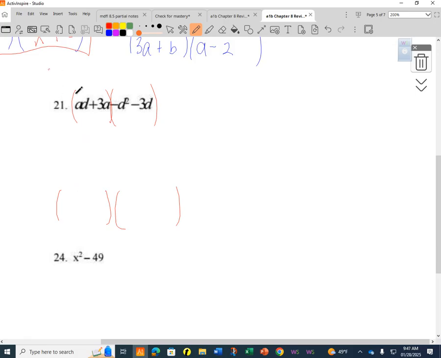Okay, so let's look at this. AB is really A times D. Does that make sense, Keyshawn? So these are the factors of AB. 3A, the factors are 3 times A. So what do they have in common? What do they have that's the same? A, that's right. So that makes A our greatest common factor.